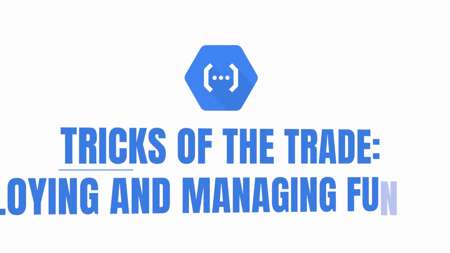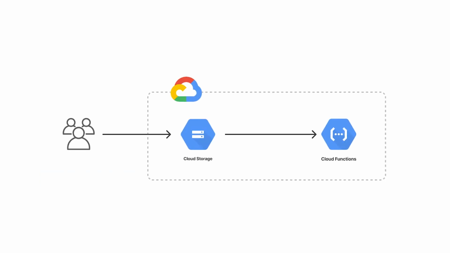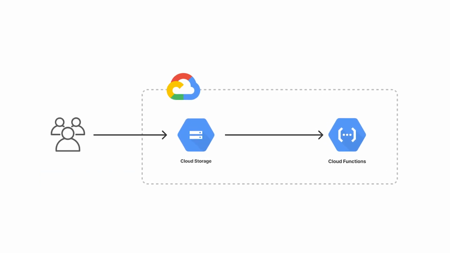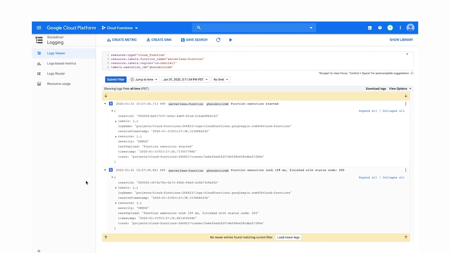Let's delve into the tricks of the trade: deploying and managing functions. Deployment is a seamless process in GCP. With just a few commands or clicks, your code is live and ready to respond.